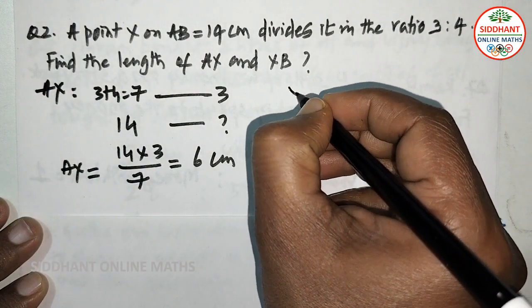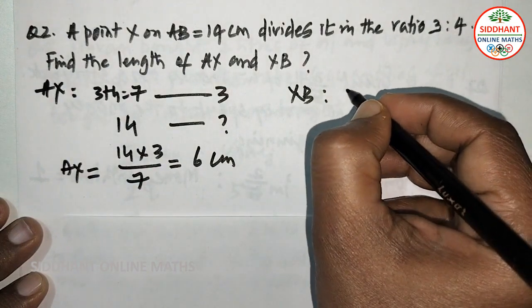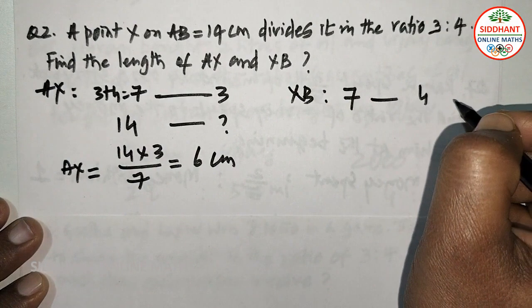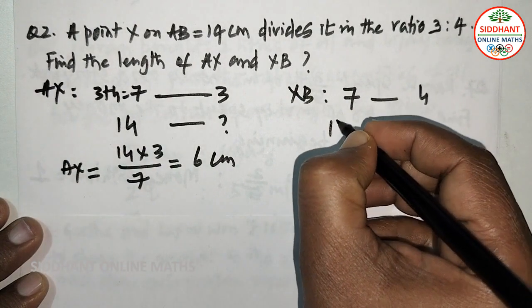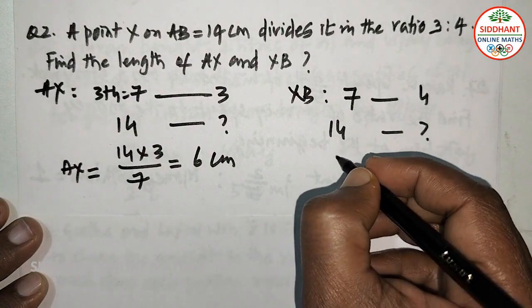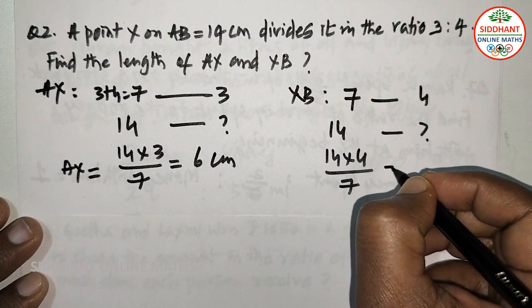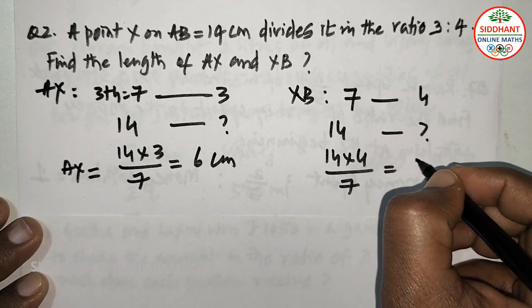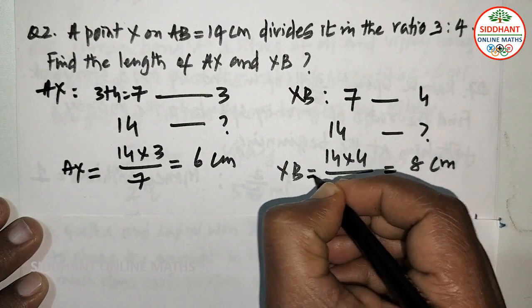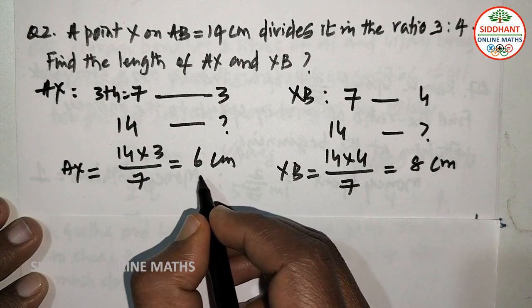Now XB, when you are going to take, 7 is the total part, of which 4 parts are for XB. So out of 14 centimeters, how much is the length? That will be 14 into 4 by 7. So that will be 8 centimeters. So XB will be 8 centimeters, and AX is 6 centimeters.